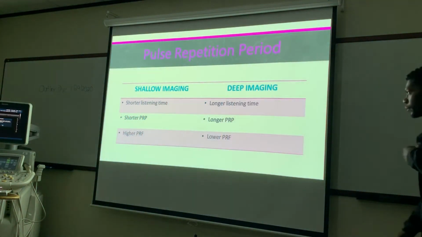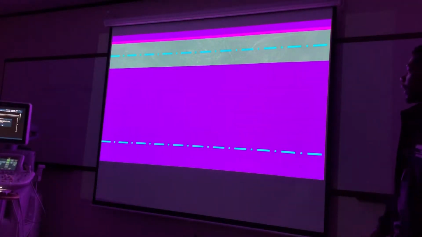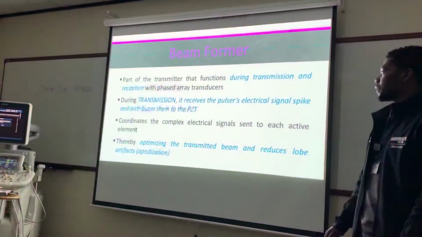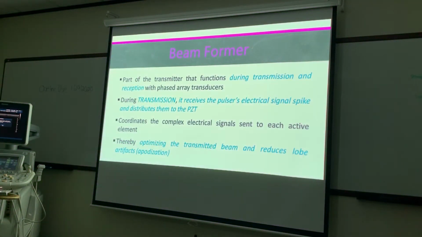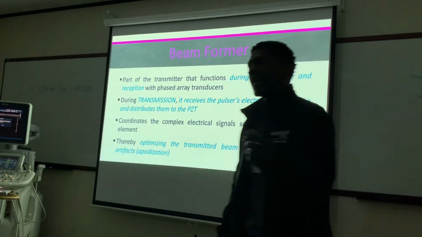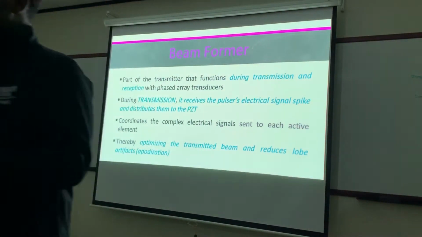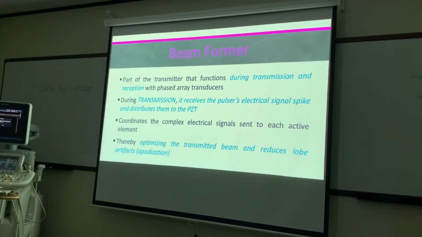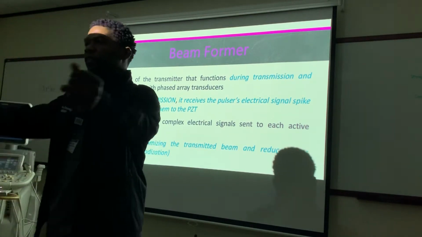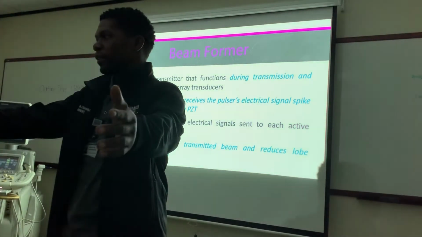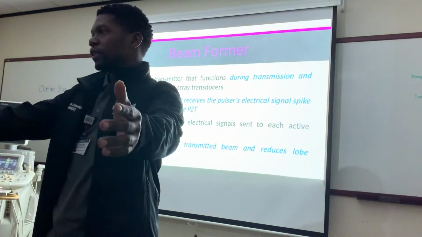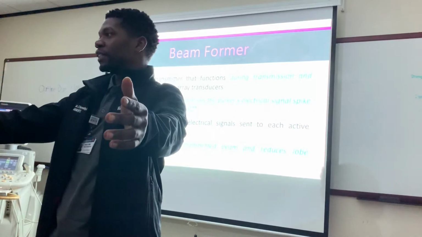All right. So we got to the beamformer, guys. Boom, beamformer is the part of the transmitter that functions during transmission and reception. During transmission, it receives the pulse's electrical signal. Remember, I drew that the other day? It's going to receive the pulse's electrical signal, and it's effectively going to distribute that electrical signal out to the different PZT via a channel, right?